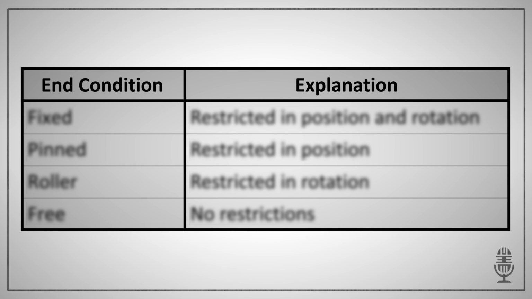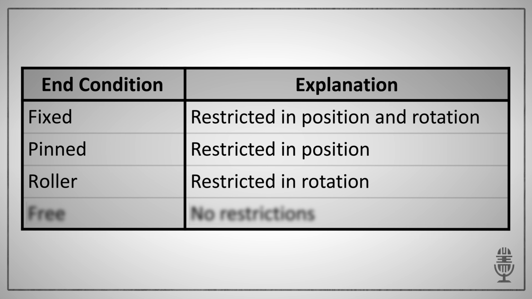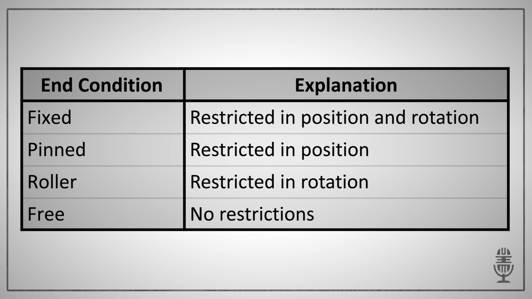Before we go into the effective length itself, we have to talk about end conditions. The ends of structural elements can be constructed with different end conditions. The options for these end conditions are fixed, restricted in position and rotation; pinned, restricted in position; roller, restricted in rotation; and free, no restrictions.